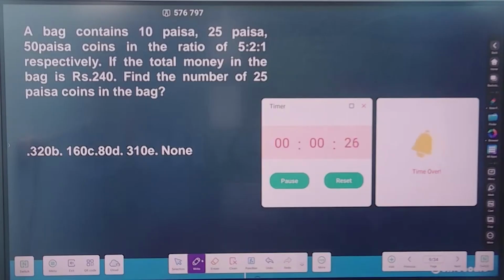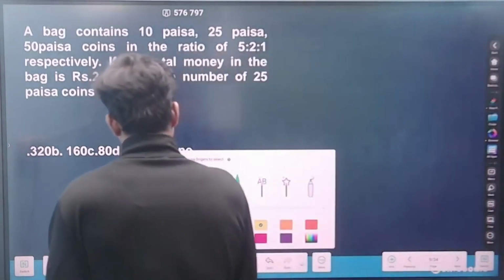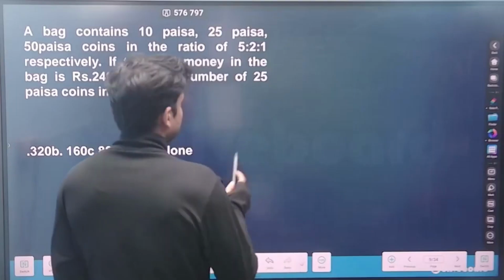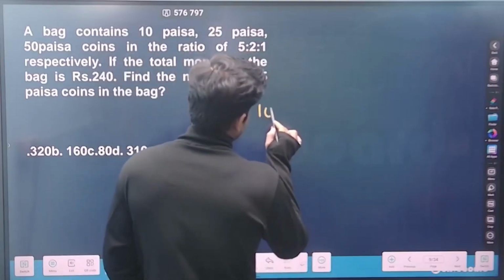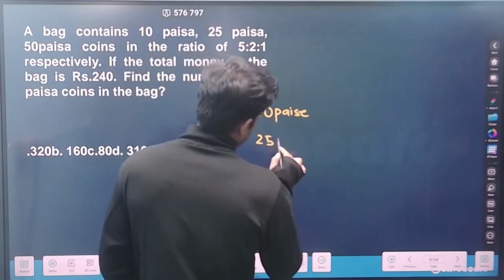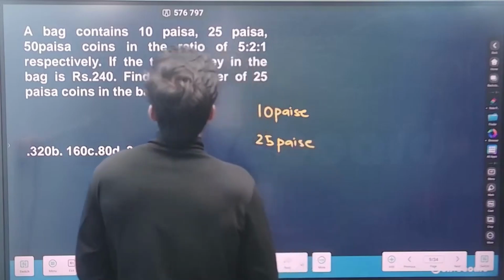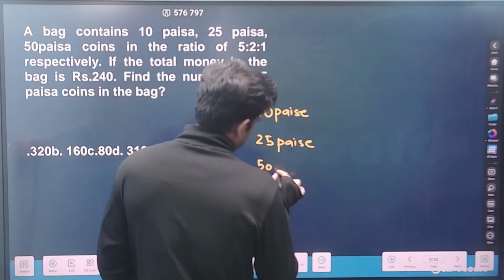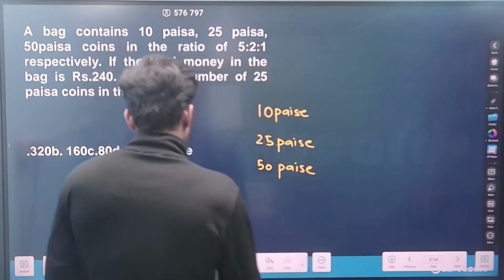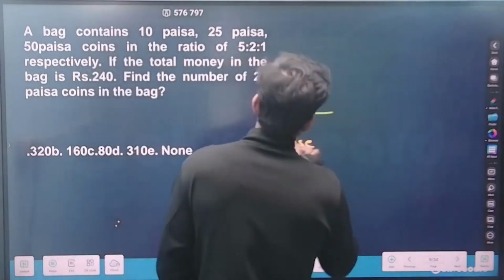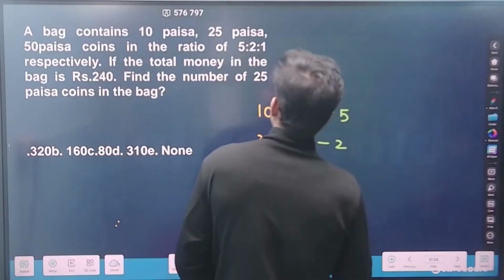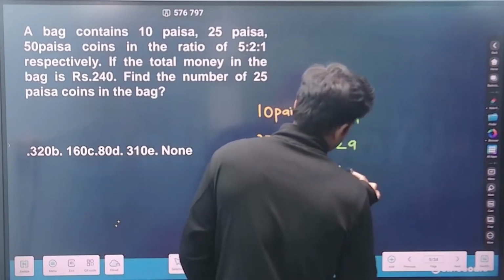Can you answer me? Let me clear. A bag contained 10 paise, 25 paise and 50 paise coins, and they are in the ratio of 5:2:1. So this is 5A, 2A, and A.